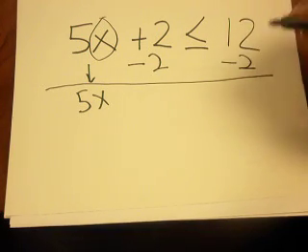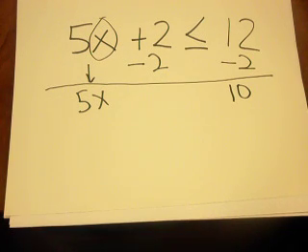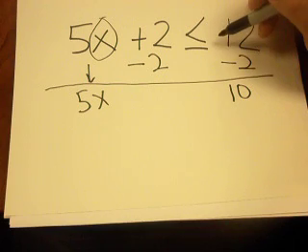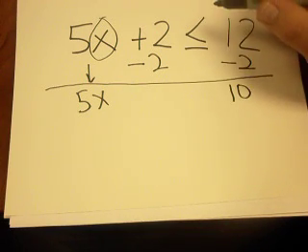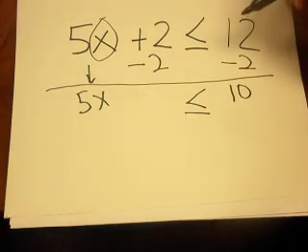And I got 12 minus 2 is 10. Notice I didn't bring the symbol down yet, because I need to ask myself that very important question. And that question is, did I divide by or multiply by a negative? In this case, the answer is no. So the symbol stays the same.